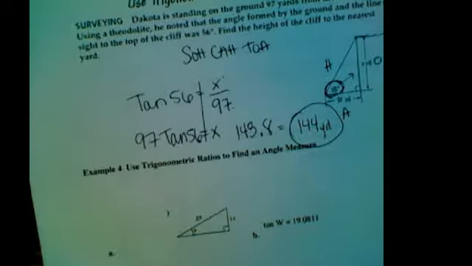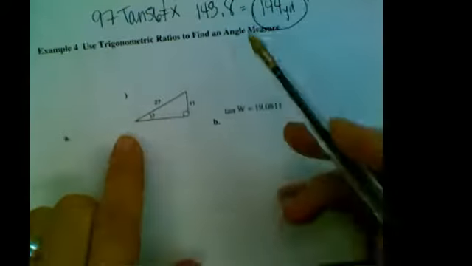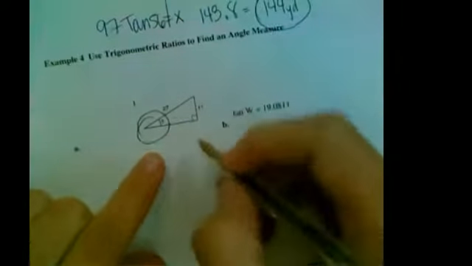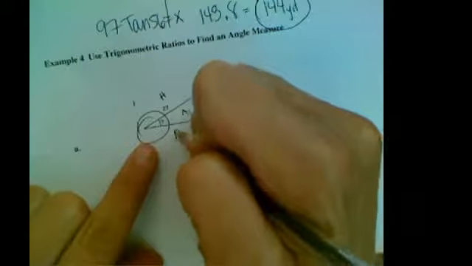Okay. Now we need to be able to do the inverse operation. So what if I give you sides and I want to know what that angle was? We can do that also. So I want to know this angle, so let's label our sides. Here's the opposite. Here's the hypotenuse. And the last one is the adjacent.